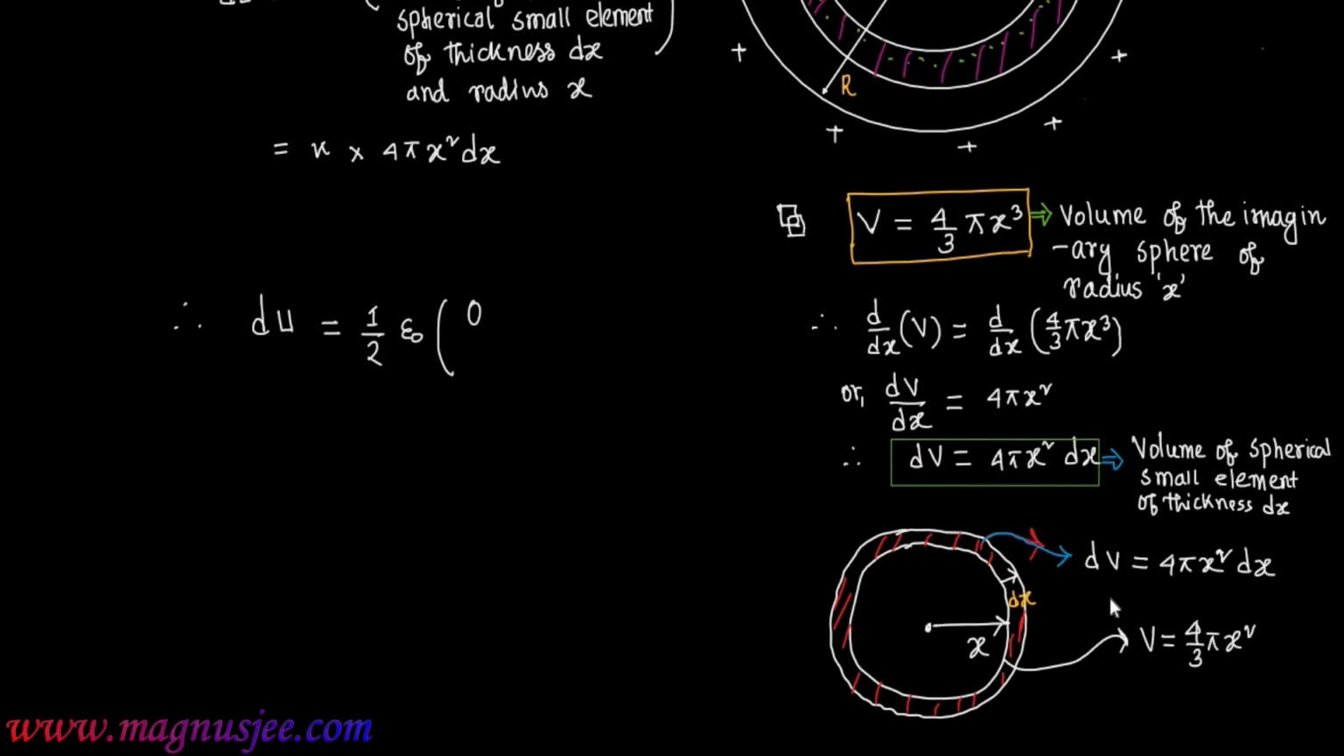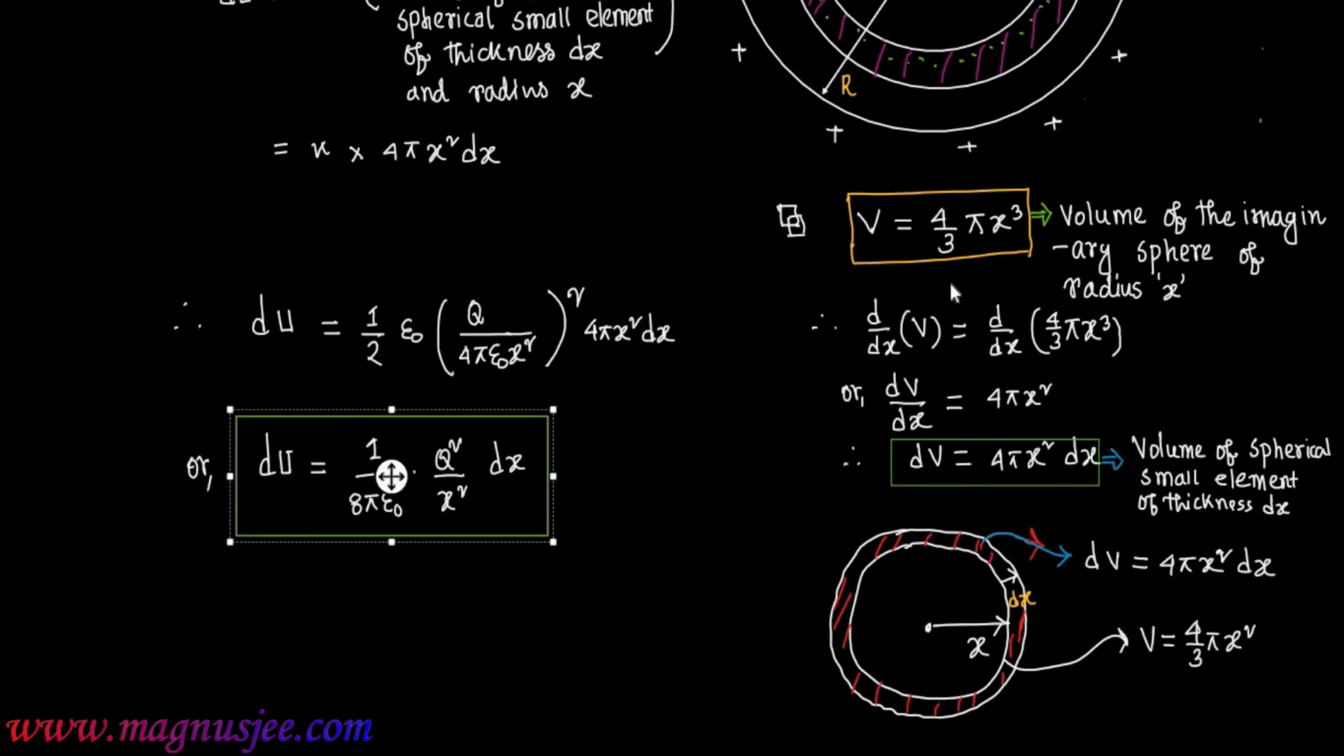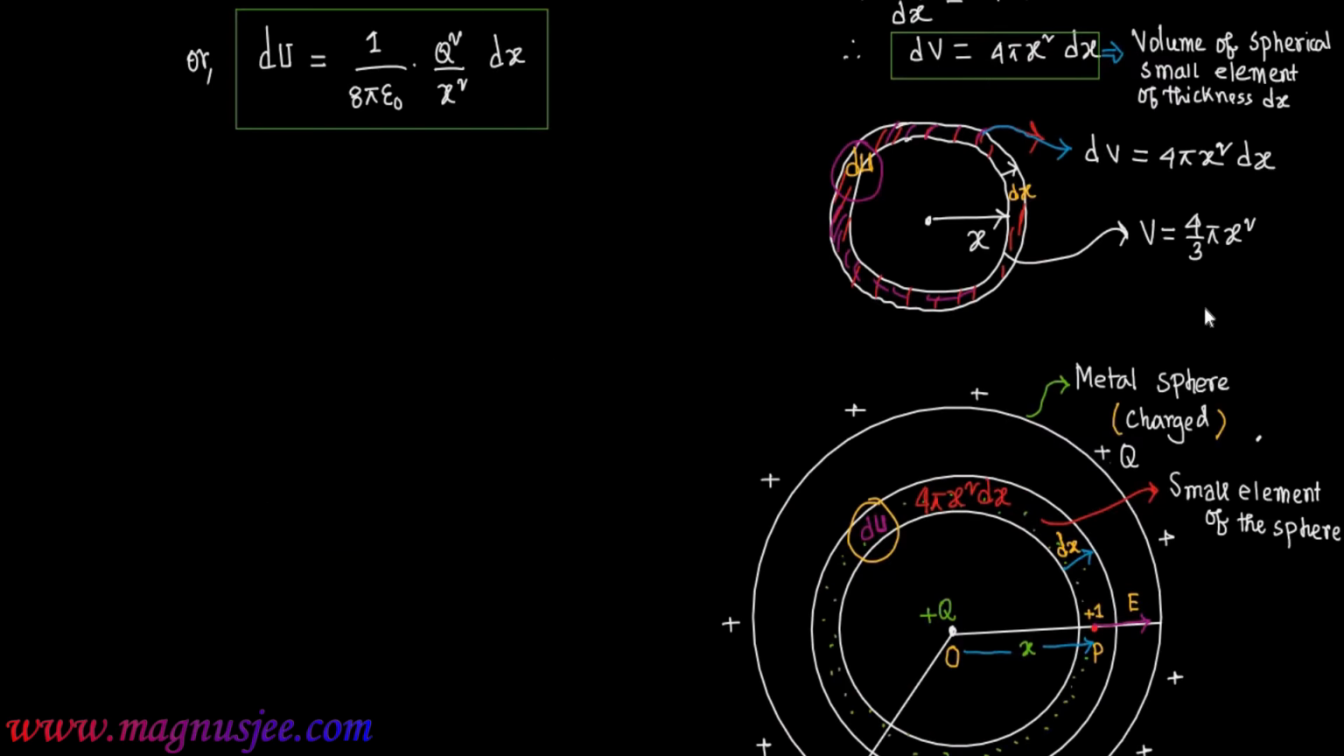Therefore, dU equals 1/2 epsilon 0 times (q divided by 4 pi epsilon 0 x squared) whole squared, into 4 pi x squared dx, or dU equals 1/(8 pi epsilon 0) q squared by x squared dx.